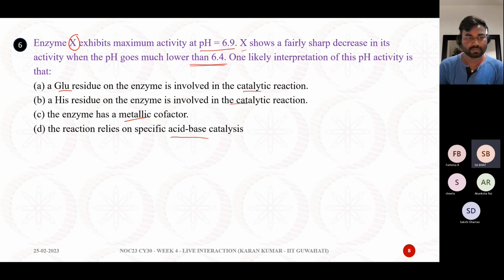Sir, I believe option B is correct. Histidine residue. Yes, sir. So why histidine residue? Histidine residue is a basic amino acid, so keeping it in a more acidic environment will ionize it. That way it may affect the efficiency or activity of the enzyme.